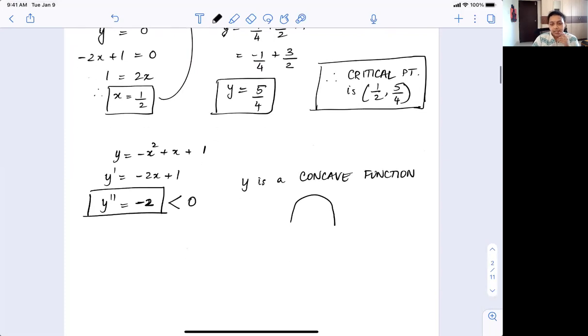Okay, so if this is a concave function, then what does it tell us about the critical point? Is half comma 5 by 4 a maximum or a minimum point? Well, when you see an inverted U, you're going to think that this is a maximum point. Let me put it in a different color here. So you have half comma 5 by 4. Therefore, this particular critical point is a maximum.